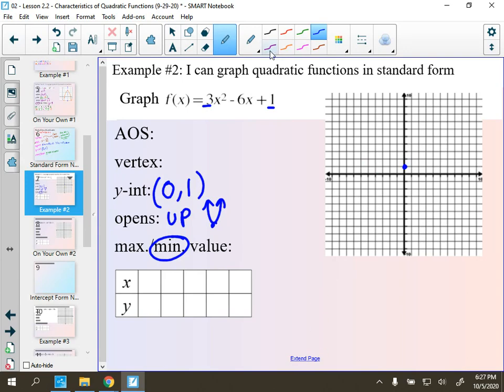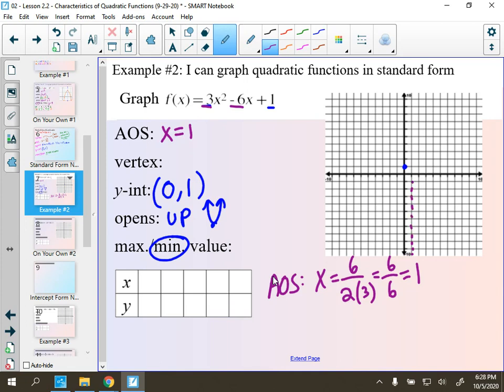Let's get into it. I'm going to do my work here on the bottom just so we can see. So to start with the axis of symmetry, we said that's where the work has to start. I'm going to use the opposite of b. So right now b is -6. So the opposite of b is +6 over 2 times a, which is 3. So 6 over 6, which is 1. So x equals 1 for the axis of symmetry. Let's go ahead and put that dashed line on the graph. X equals 1.